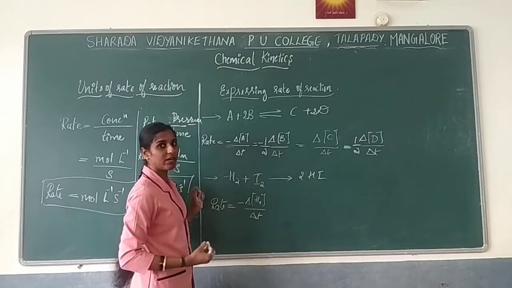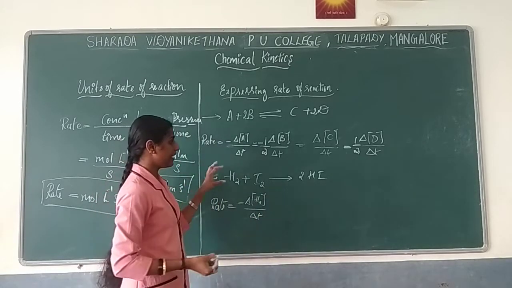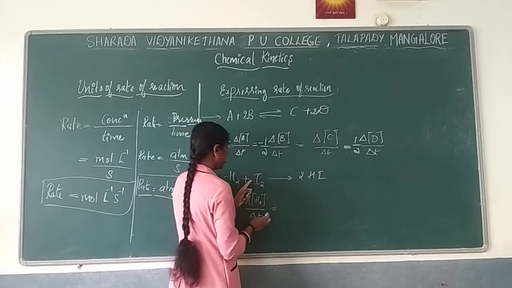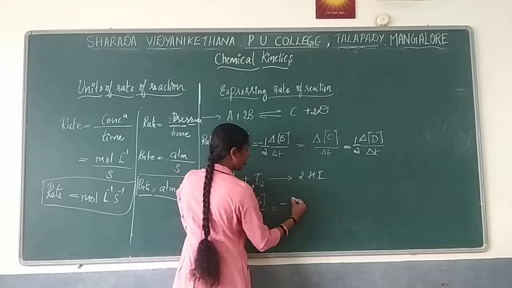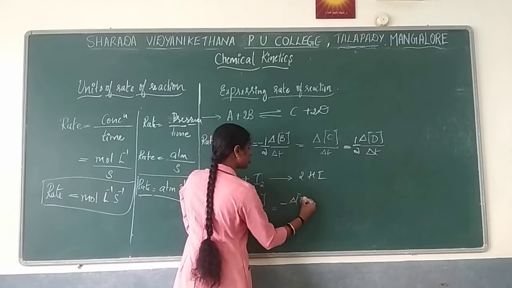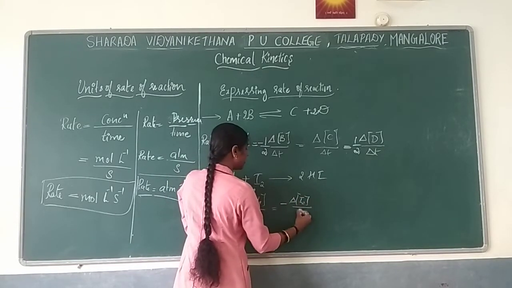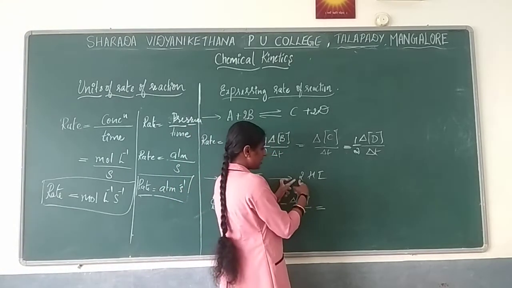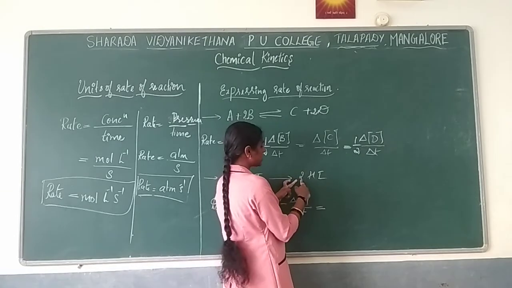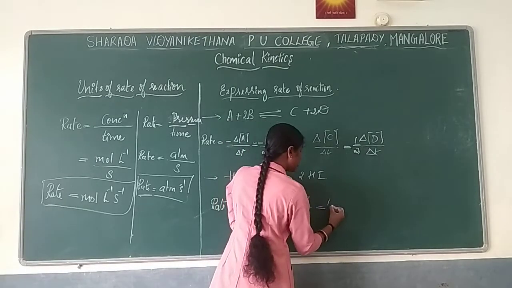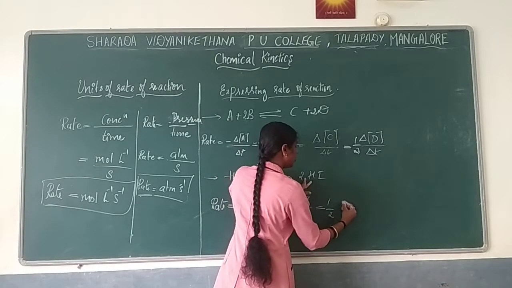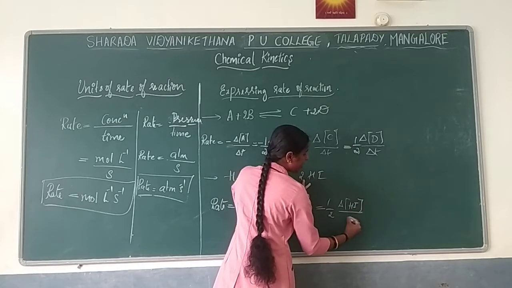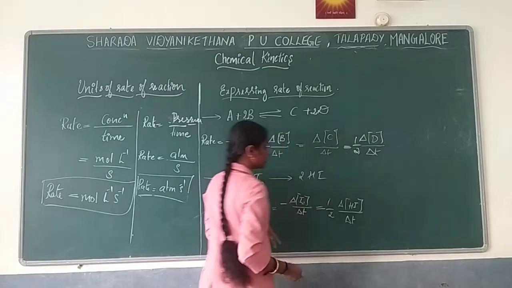Some reactions they will give, for 1 mark it will be asked. They will give the reaction and ask you to write the rate. So it is equal to, again reactant, minus delta concentration of I2 divided by delta t. Again it is equal to, here positive sign, and again it has a stoichiometric coefficient, so 1 by 2 delta concentration of hydrogen iodide divided by delta t. This way you are going to write.